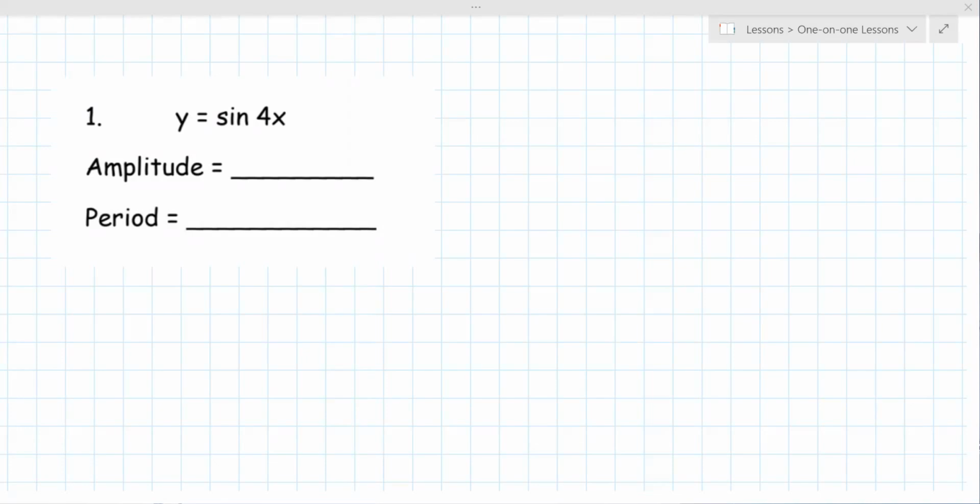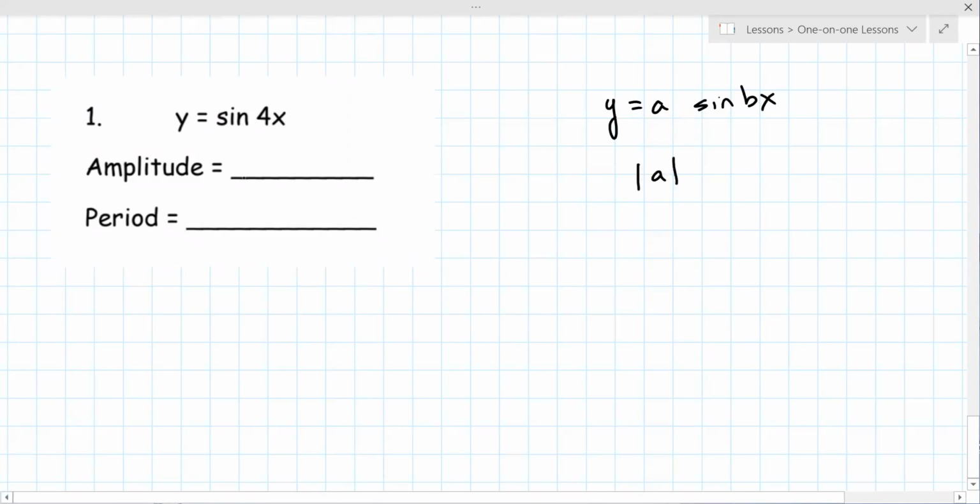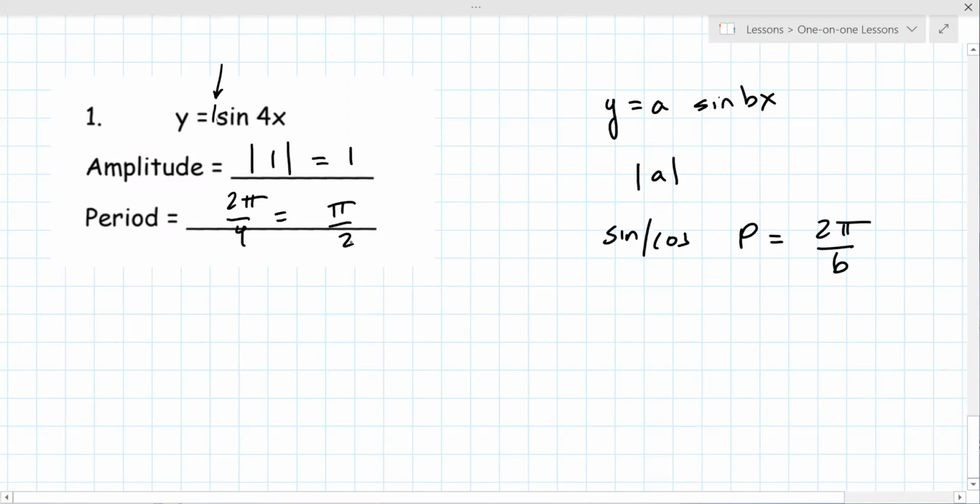So you have to know the parent function here. The parent function is y equals a sine bx, and this is a reduced form of this. The amplitude is always the absolute value of a, the number in front, which is 1. So it's the absolute value of 1, which is 1. The period depends on which trig function you're going with. For sine or cosine, the period is always 2 pi over b. What's b? b is the number in front of x. It's 2 pi over 4, which equals pi over 2.